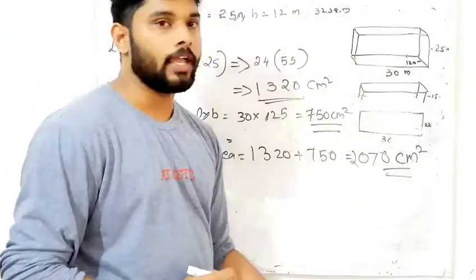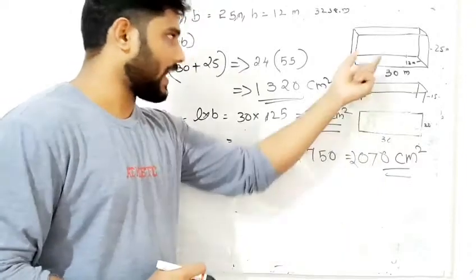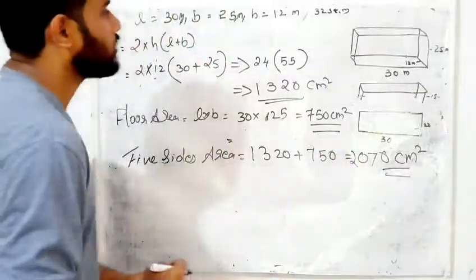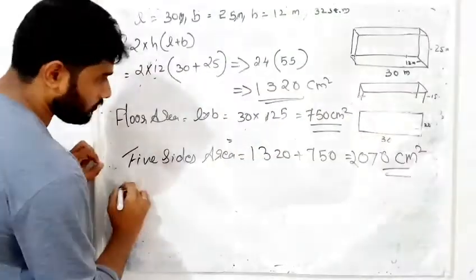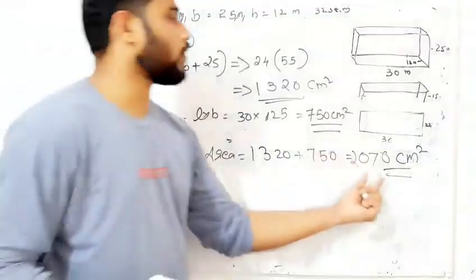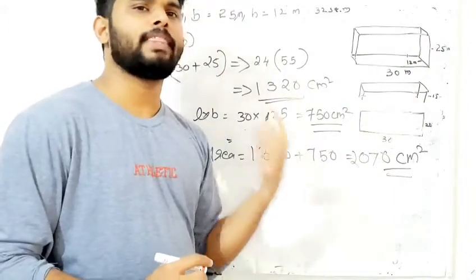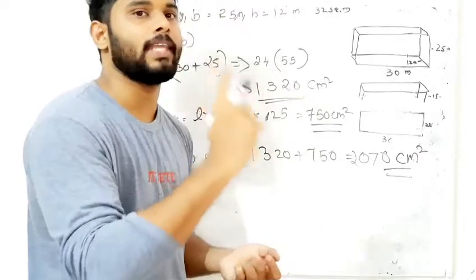Okay? You can find this answer in another way also, so I will explain in this way. Total five sides area, 2070. Clear? Now, 2070 centimeter square is the total area. For 1 square meter, we have to pay 32 rupees. If you have to cement 1 square meter, then you have to pay 32 rupees.